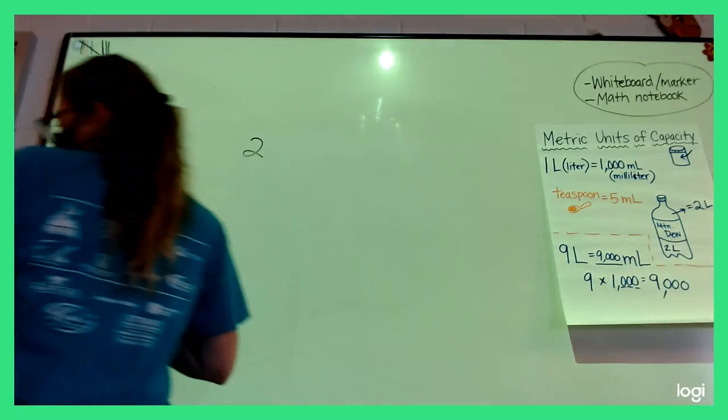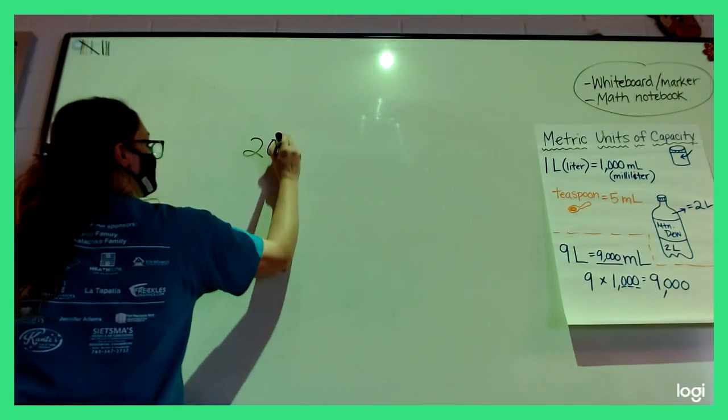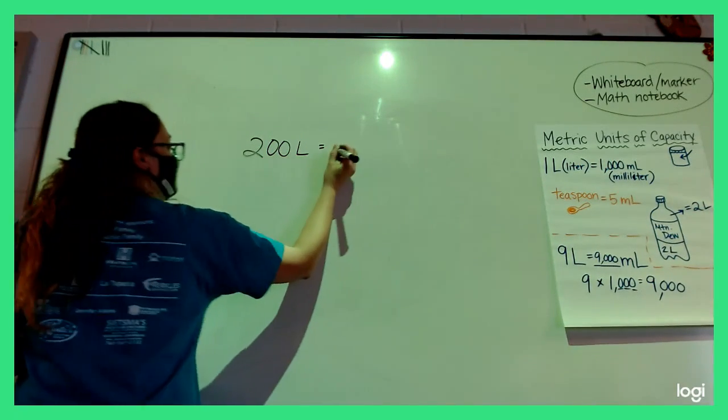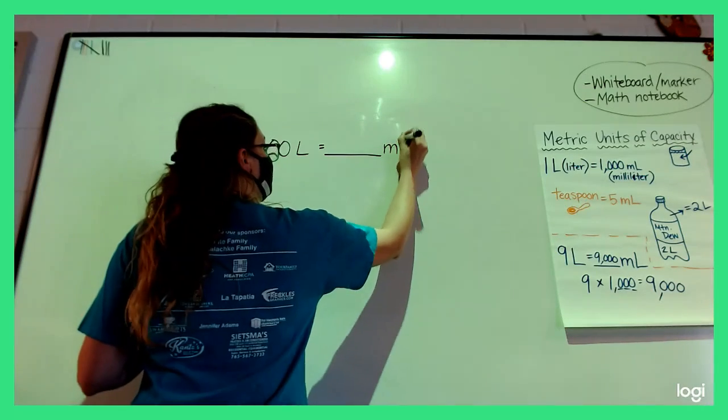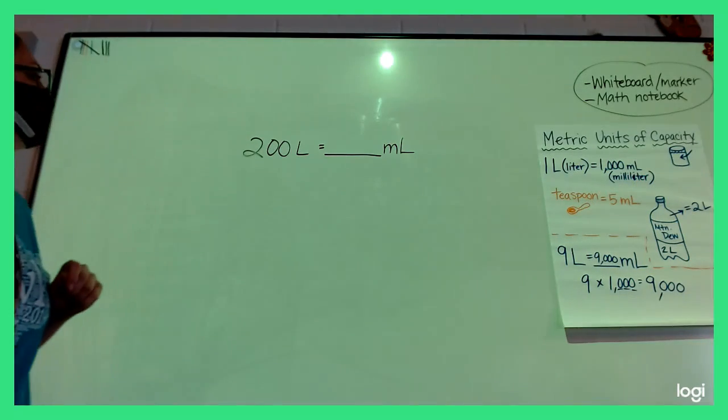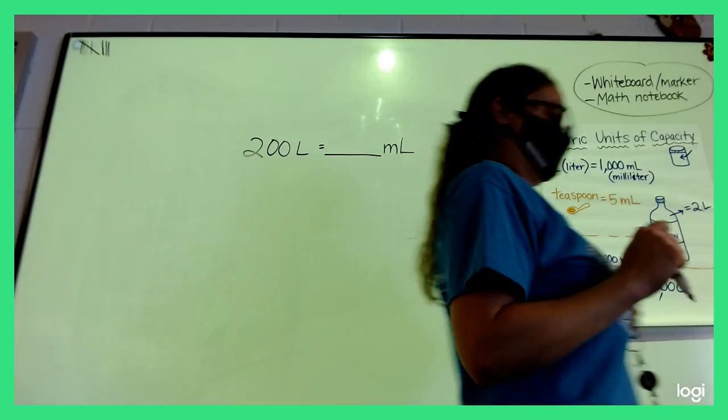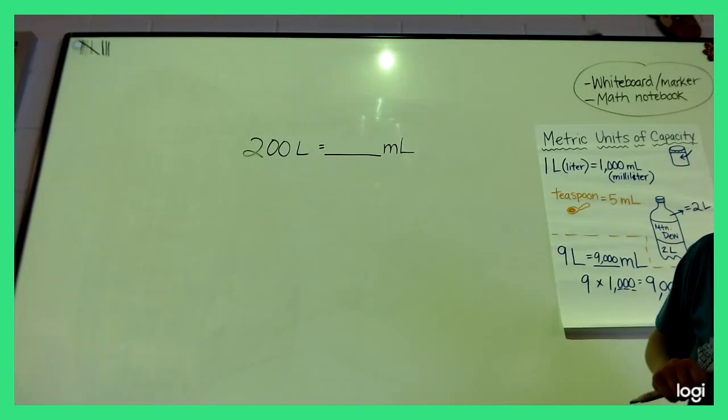If I have 200 liters, I want to know how many milliliters I have. 200 liters, how many milliliters do I have?